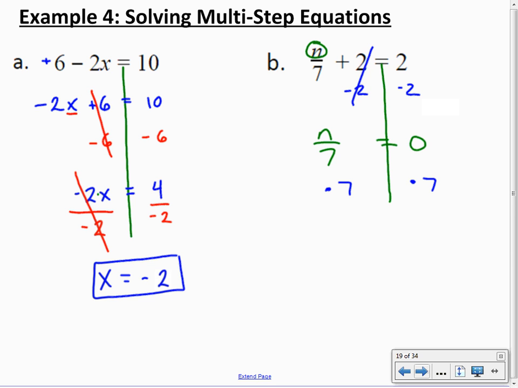But something interesting happens here. On the left side, the 7's cancel, leaving us with just n. And on the right side, we still have 0 because 0 times any number is still 0. So our solution, our answer to this equation is actually the number 0, and there's nothing wrong with that. That's okay. I want you to go ahead and try examples C and D on your own.